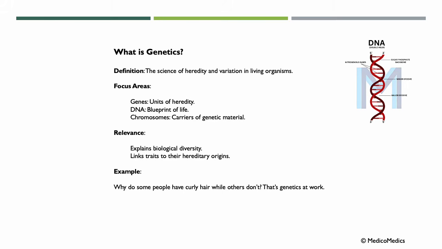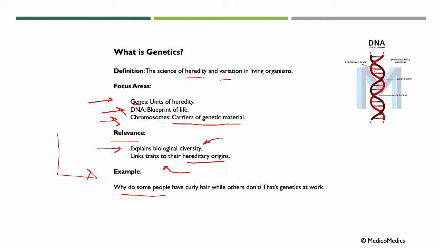Now, genetics is the science of heredity and variation in living organisms. Focus areas include genes, which are the units of heredity, DNA, the blueprint of life, and chromosomes. These carry the genetic material. Why is this relevant? Because it explains biological diversity, and it links traits to their hereditary origins. So an example of this is, why do some people have curly hair while others don't? That's an example of genetics at work.